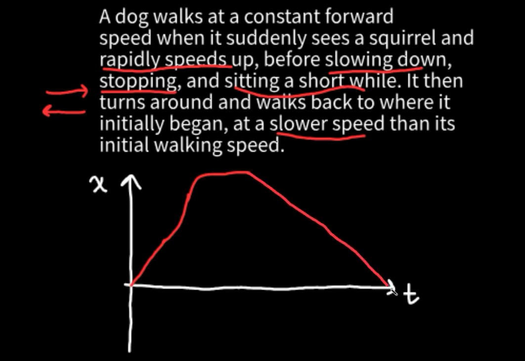So to recap, we have a constant slope, a period of upward curvature, downward curvature, a horizontal line, and then a constant slope going back to the point y equals 0 because the dog returns to its initial position.